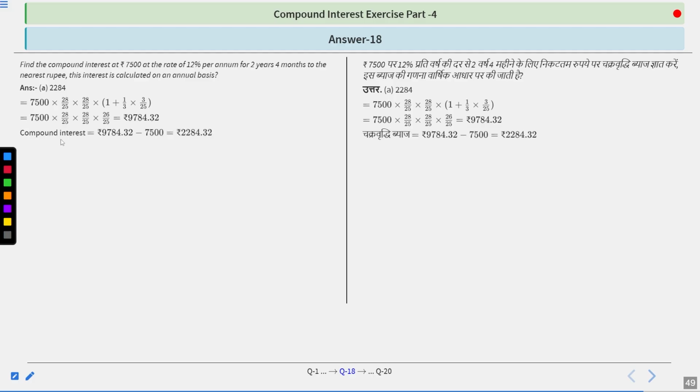9,784.32. Now the compound interest is going to be amount minus principal. Therefore 9,784.32 minus principal was 7,500. That is rupees 2,284.32. So compound interest will be rupees 2,284, because we have to find it to the nearest rupee. So option A is the correct answer.